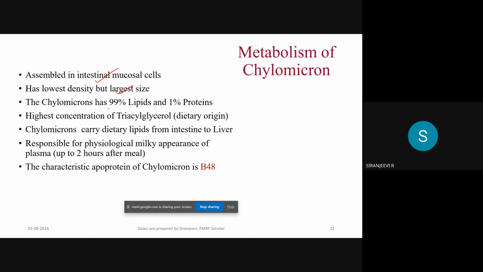As I already told, 99% of chylomicrons are lipids and only 1% is protein. And the characteristic apoprotein of the chylomicron is B48. This is very important, one mark in any exam. Chylomicrons carry dietary lipids from the intestine to the liver. The milky appearance of the plasma that occurs for up to 2 hours after a meal is because of this chylomicron transfer of TAG molecules like triacylglycerol from the intestine through the blood system.